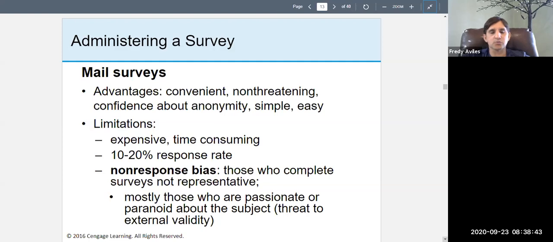The response rate is really low, 10 to 20%. So if you mail out 100 surveys, guess what? You're going to get like 10 back, maybe 20. So if you want to get like 100 of them, you have to send out thousands. That's why it gets expensive and it gets time consuming, okay? The response rate is really low.